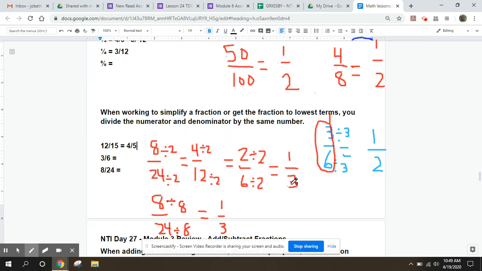This one took multiple steps because we didn't divide by the greatest number possible. If we had started out dividing by 8, it would have been a one-step simplifying. But up here, we had to simplify 3 different times because we were choosing the least number that you could count by to get to those numerator and denominator, okay?